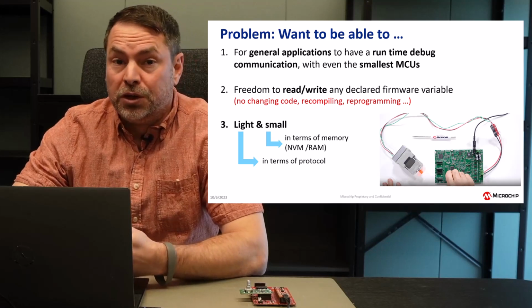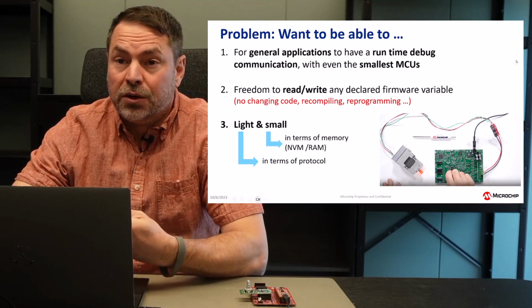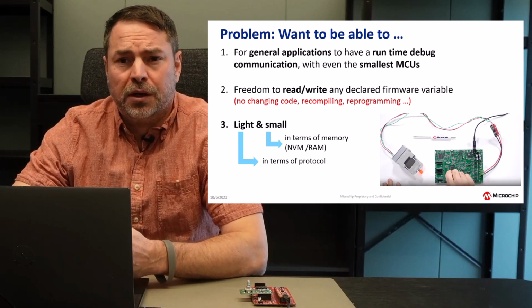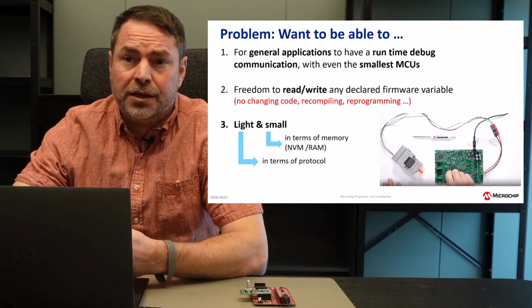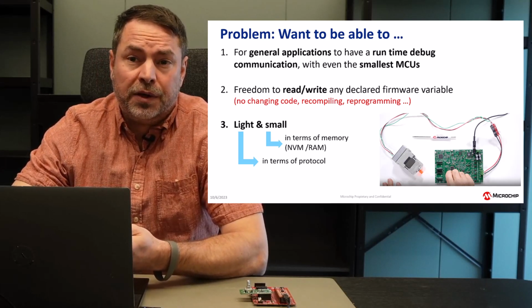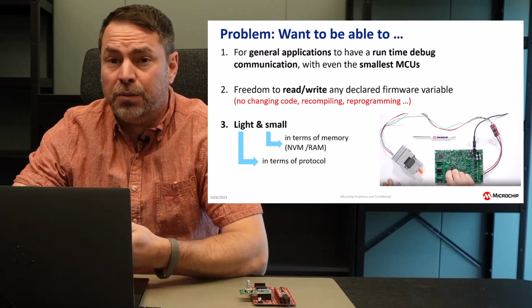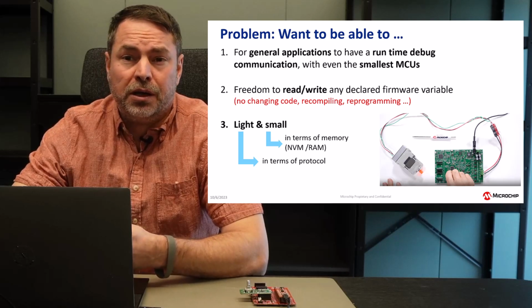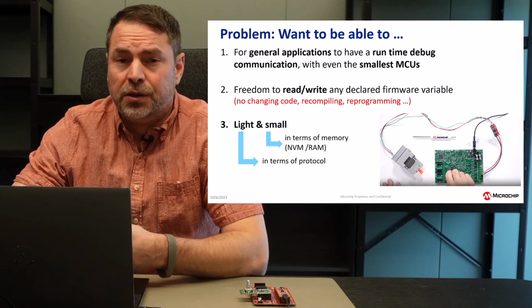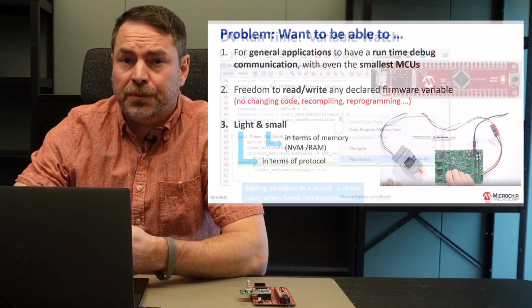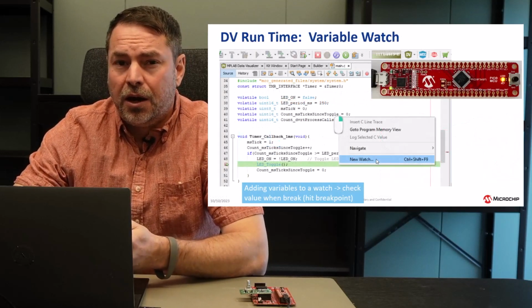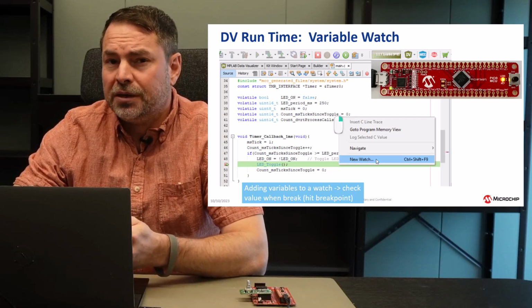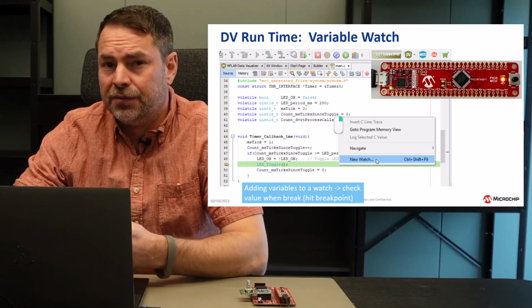Well, for general applications, it's quite useful to have a runtime debug communication, even with the smallest microcontrollers. This means the ability to read or write declared firmware variables without having to change code, recompile or reprogram. And it should be light and small. Light in terms of protocol and small in terms of flash or RAM, so it doesn't impact too much your own application. Let's have a look and see how this can be the equivalent of adding a watch in breakpoint debugging, but now with the ability to graph the state of these variables at runtime.